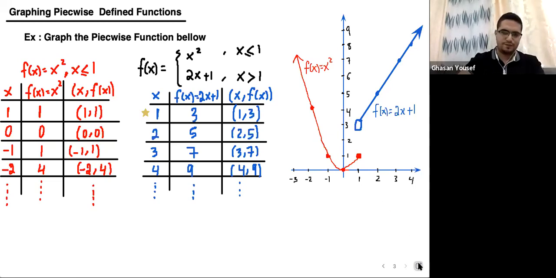Okay, let's do another example. Example number 2: graph the function f of x equal the absolute value of x. Graph the function f of x equal the absolute value of x.